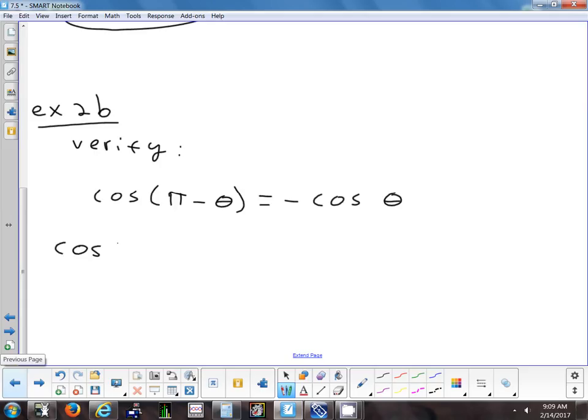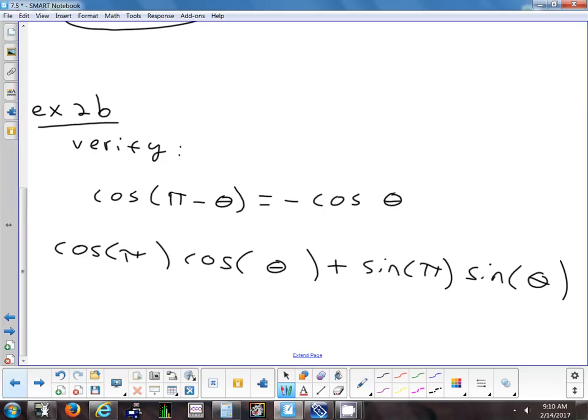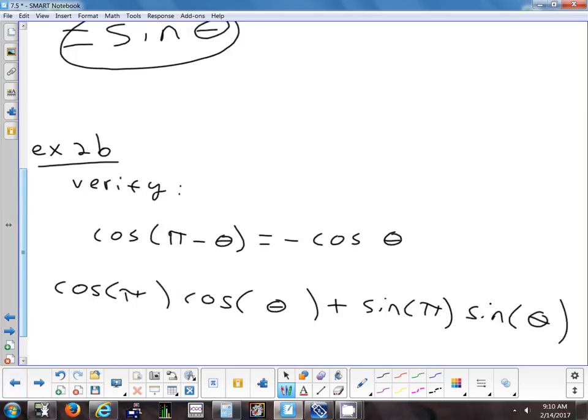So it's cosine of pi times cosine of theta. Is it a plus or a minus? Negative. Yep, plus. And last two terms? Sine of pi and sine of theta. Right, let's see if we can figure out cosine of pi just by making a diagram.